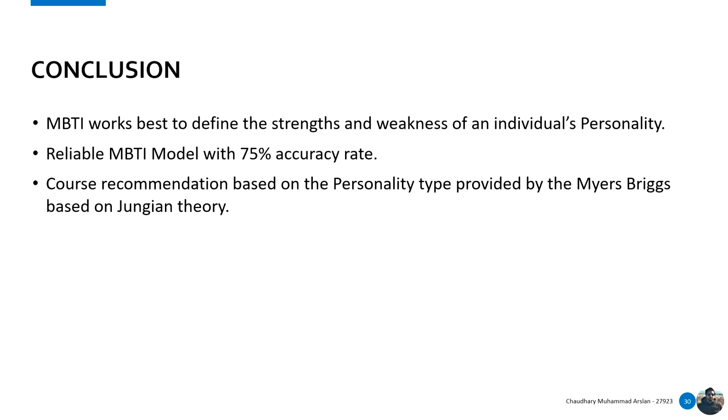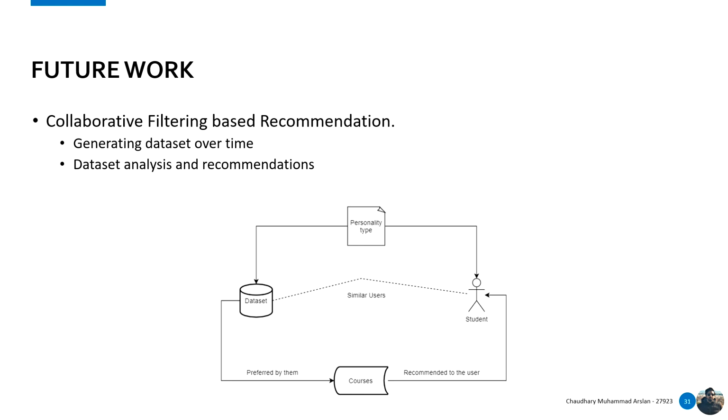This is Darslan here again, and I would like to conclude that our chosen personality model, MBTI, works best for our project to define the current personality of an individual and is reliable with an accuracy rate of 75% as stated by the Myers-Briggs Foundation. Since there is no dataset available of individuals' personality types and their preferred courses, we will generate a dataset using this system over time, and after some time, when we have a fairly large dataset, we will recommend courses based on collaborative filtering.